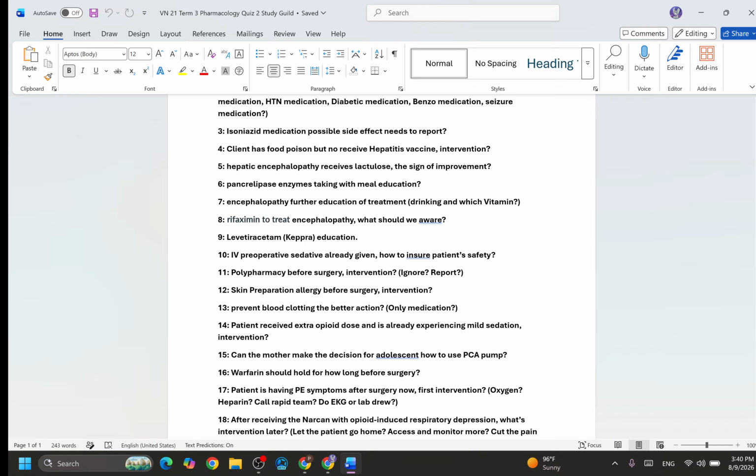Number six, pancrelipase enzyme taken with a meal, education. This is an enzyme for pancreatitis, especially chronic pancreatitis. The patient lacks enzyme because the pancreas has some kind of inflammation. That's why the patient needs to take the enzyme. So with a meal, how do you take it with the meal? Do you take this enzyme before, during, or after the meal?